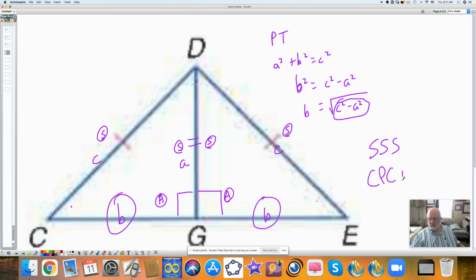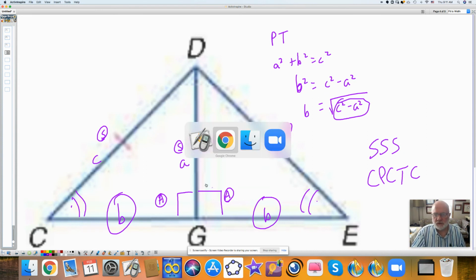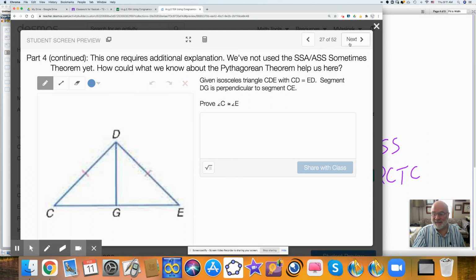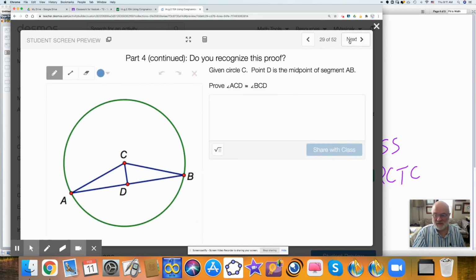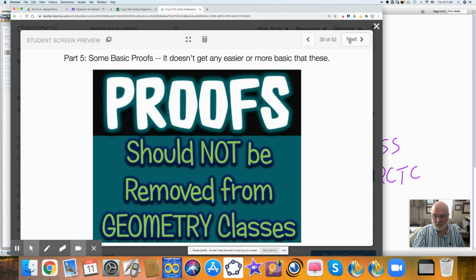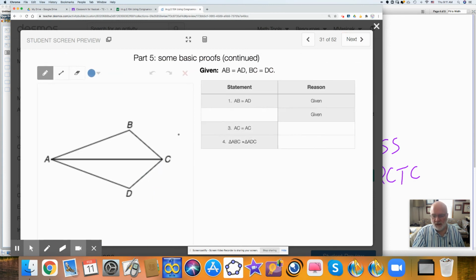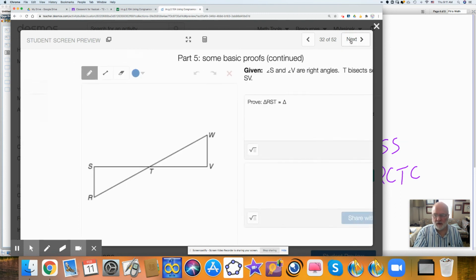By CPCTC, the corresponding parts of the congruent triangles are congruent, which says that angle C has to be congruent to angle E, or the base angles of an isosceles triangle are congruent. Let's see if there's anything else. There's some other proofs here, some proofs that are less complicated, and you can fill in the blanks and you can see how straightforward and basic and easy these are.